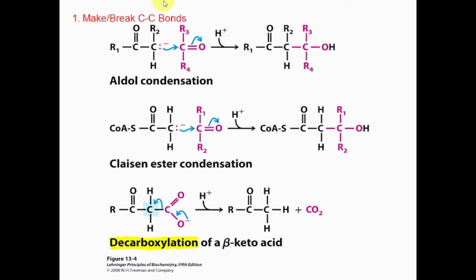You can have an aldol condensation or a Claisen condensation. And these are probably bringing back bad memories of OChem. But here's decarboxylation, and I highlighted this one because you'll see this one a lot. So this is an important one to keep your eye on. And decarboxylation means you're going to lose CO2.